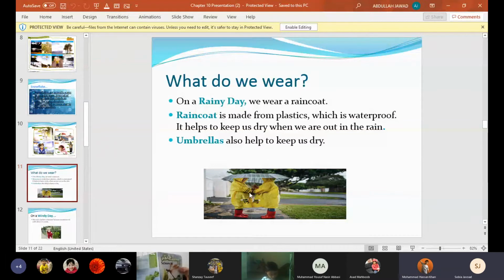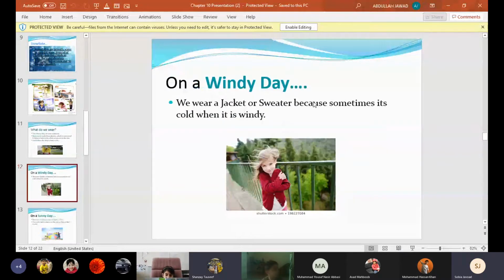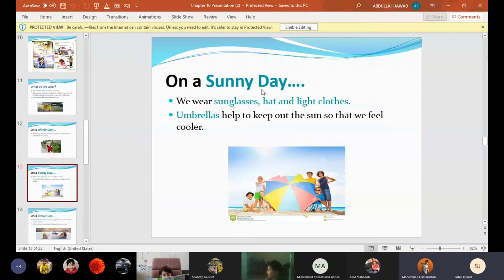We wear shoes made of plastic. They are waterproof, which helps keep us dry when we go out in the rain. Umbrellas also keep us dry. We wear a jacket on a windy day because sometimes it's cold when it is windy.